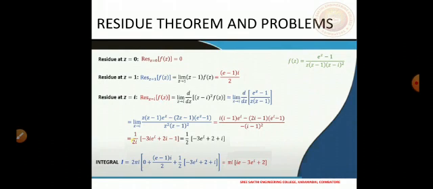So all the classification is done here. The z equal to 0 is a removable singularity, the z equal to 1 is a simple pole, and z equal to i is a pole of order 2. Now for each we have to evaluate the residue. In the first case, since it is a removable singularity, the residue is going to be 0.